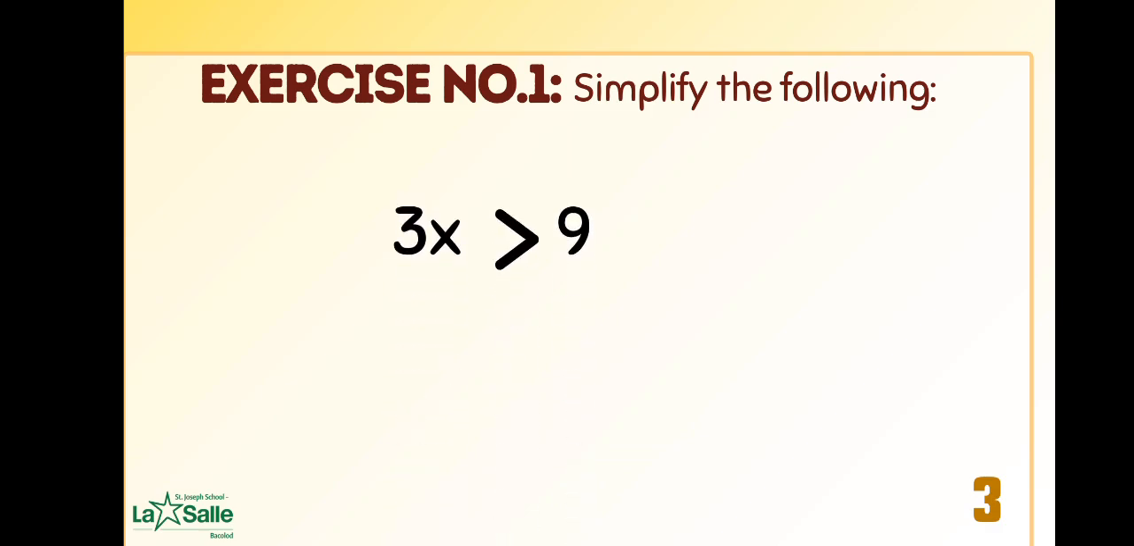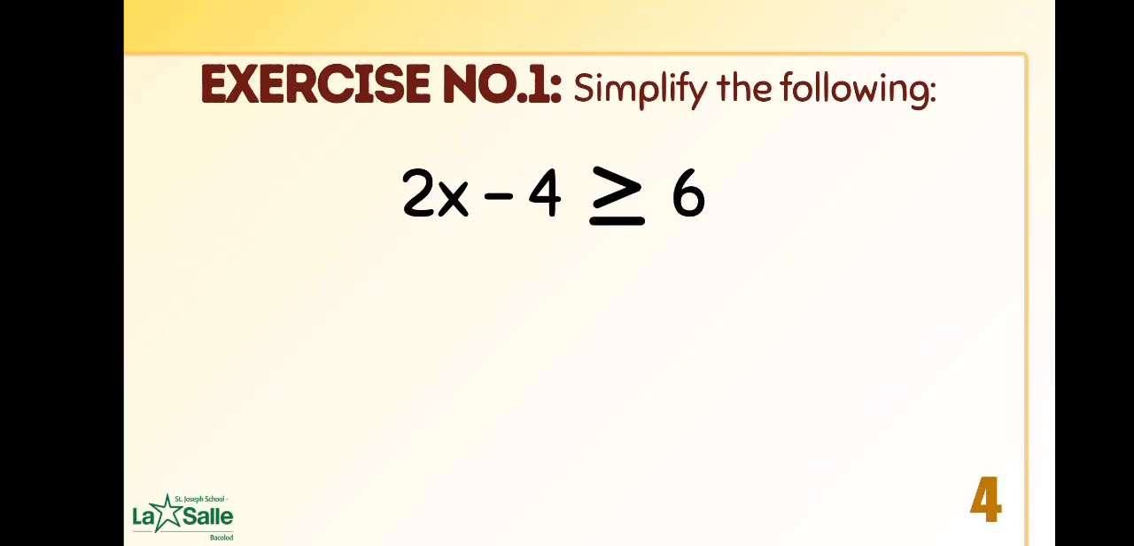Another example is 3x > 9. Since we don't have another constant beside 3x, we can just go ahead and divide both sides by 3. x is now greater than 3. So the values are any number greater than 3, like 4, 5, 6, and so on.